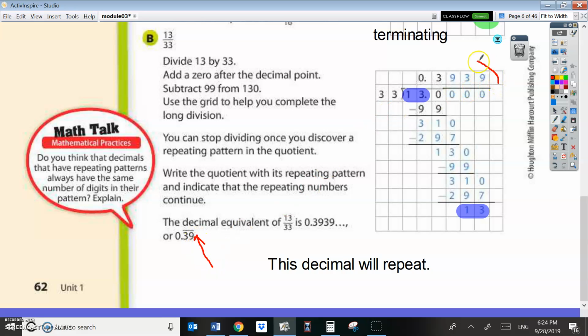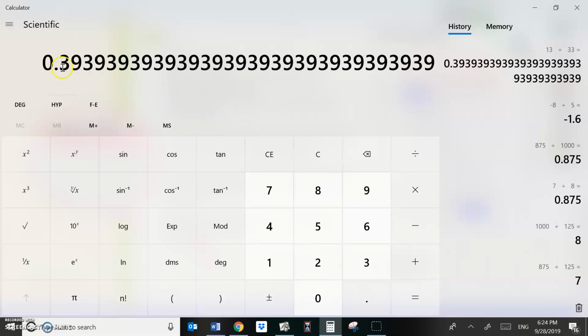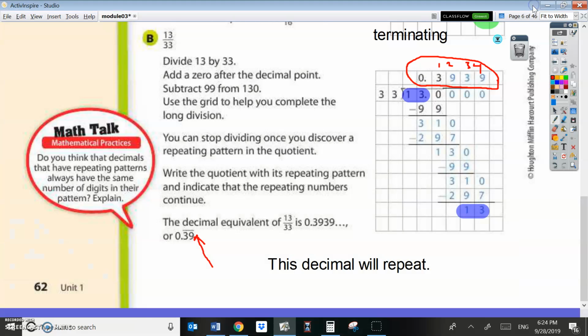See, this calculator only shows 4 digits: 1, 2, 3, 4. But look what happens on my calculator. 13 divided by 33 goes very long. It keeps going and going. So this means continue.